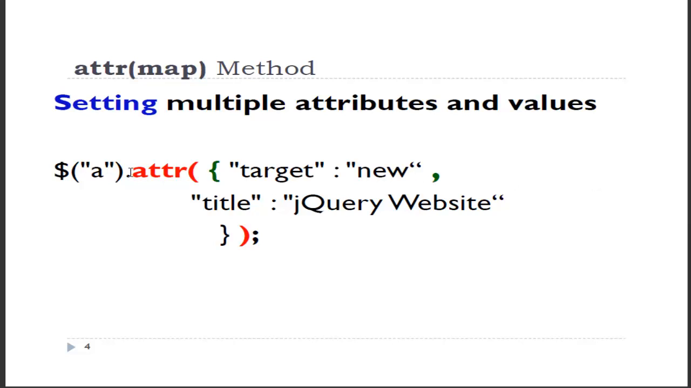We also looked at how we can set multiple attributes and values with this different syntax. And in this chapter, we look at this syntax as being called a map. And the same syntax, where we have our name and value pairs that are comma separated inside the curly braces, is used for setting multiple CSS properties and values.